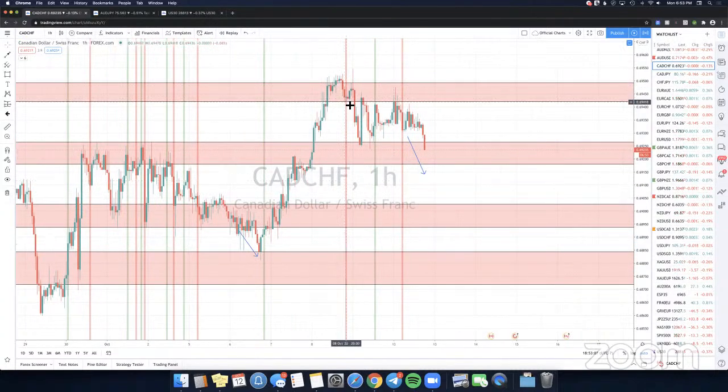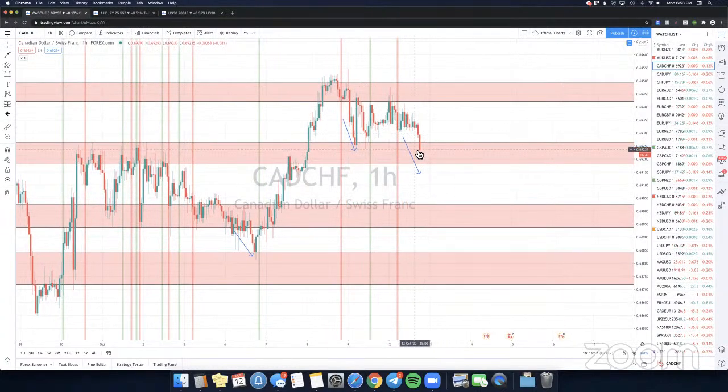Same situation right here. We got a sell signal, price closed below the zone, and we would ride that to the next zone. And then same thing right here as well. We'd have to wait for this to close below the zone, and when it does, we can ride that to the next zone down here. But currently, I don't see an entry.